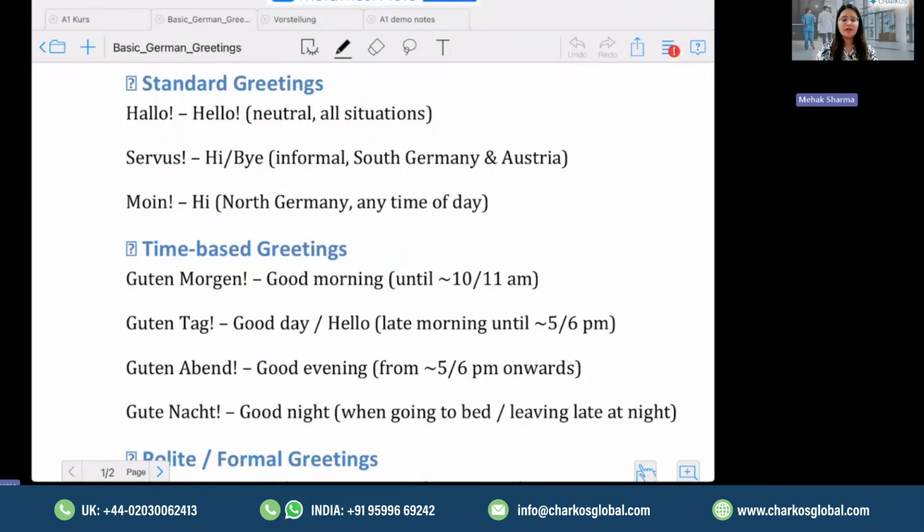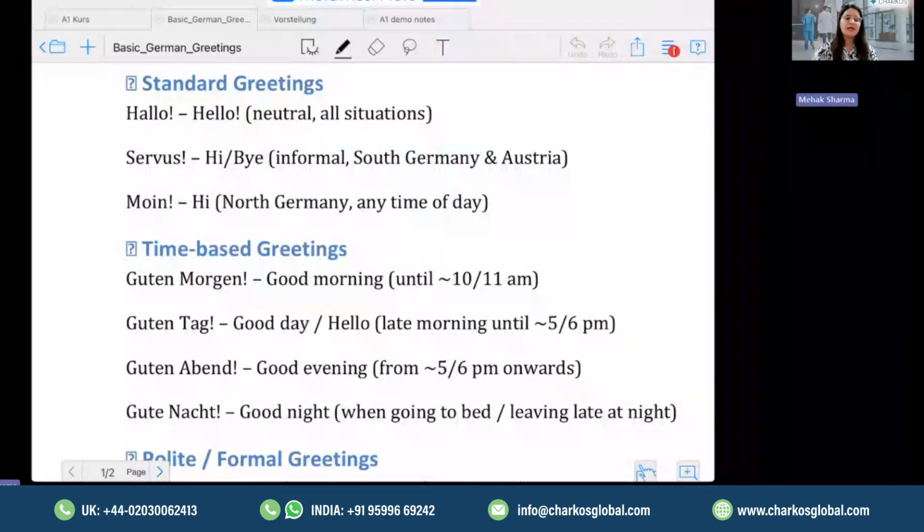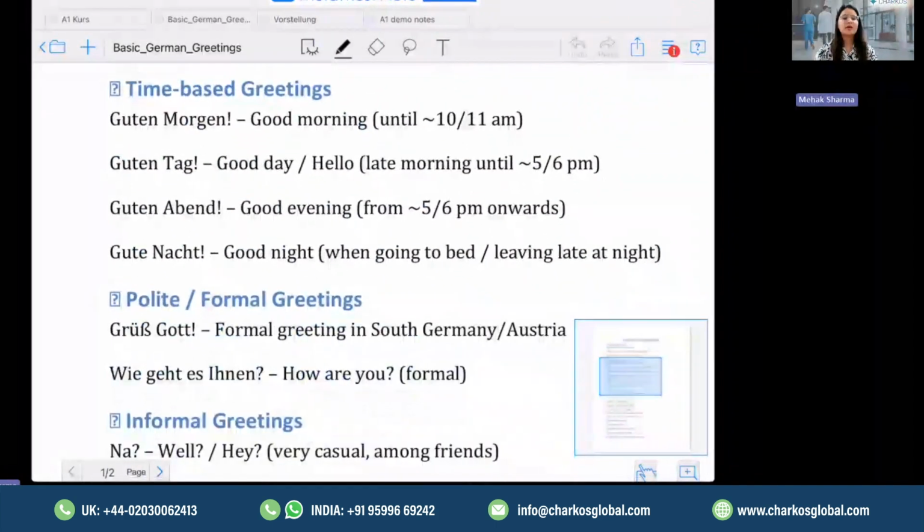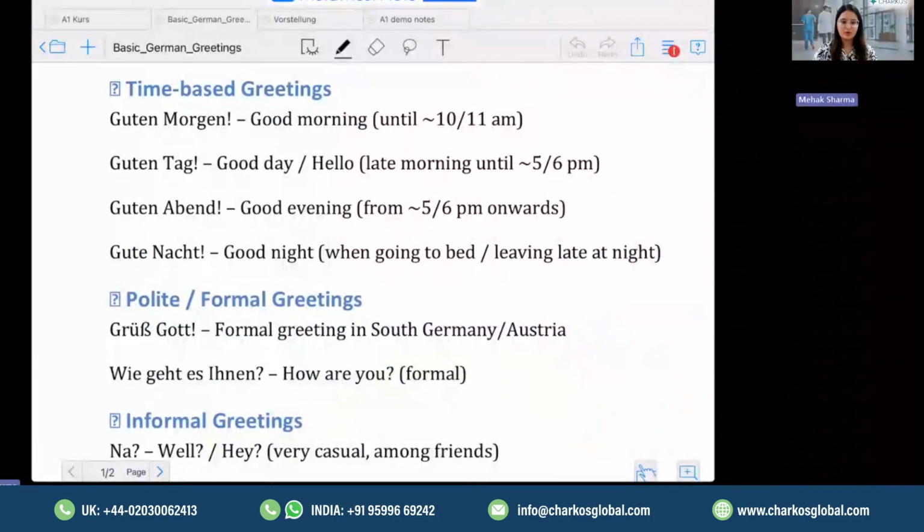Moin. Moin is like morning but also hi, and it can be used at any time of the day, mostly used in North Germany. Now let's come to the time-based greetings. So time-based greetings like good morning, good afternoon, good night, and so on.